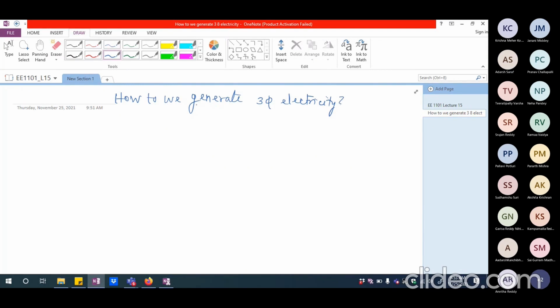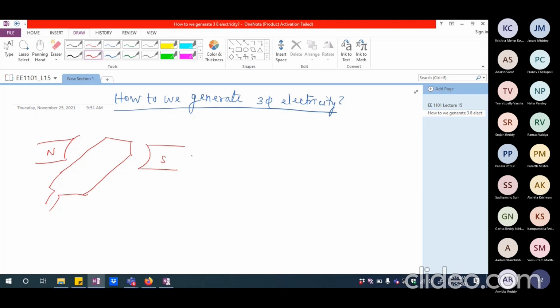So how do we generate 3-phase electricity? We had already seen how to generate single phase electricity, if you may recall. So we are going to have, let us say, one conductor like this, which is actually connected to the load ultimately. This is the single phase case. Okay. So on one side, you're going to have the North Pole, and on the other side, you're going to have the South Pole. This is what we said.